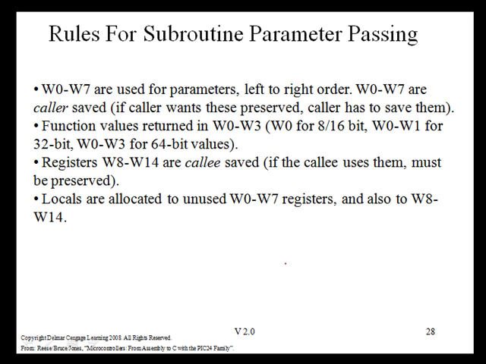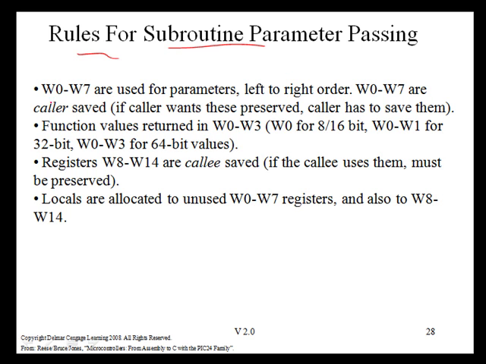Now that we know about call and return, we can now write PIC24 assembly code that implements C functions. Before we do that, however, we want to talk about some rules on how we're going to use registers for subroutine parameter passing and local variables, and also for returning values from functions. These rules are the same rules that are followed by the PIC24 compiler that we use.